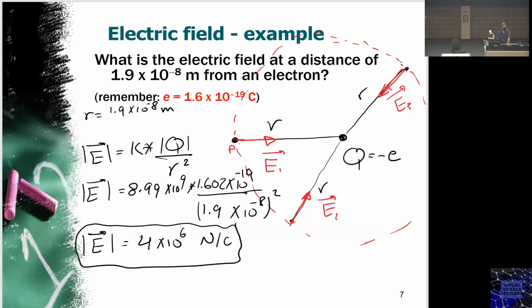Remember this number. We will be using it in the coming slides as well. And also remember that R is 1.9 times 10 to the power minus 8 meter. We will also be using this number in the coming examples. Yes? R here is the distance between the point of interest and the point.